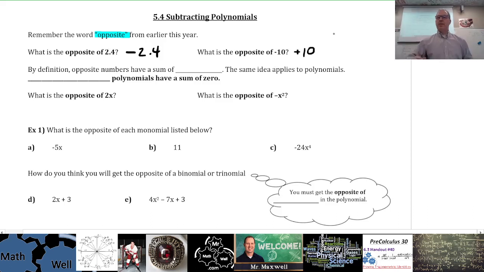Positive 10, okay? Now, you don't always have to put the plus sign in front of just a standalone positive number. You can just write 10, but I'm going to write the little positive sign just to be clear of what we're talking about. So one is positive, one is negative always. All right. By definition, opposite numbers have a sum of, what did we say? 0. Okay, so when we add opposite numbers, we get 0. The same idea applies to polynomials. Opposite polynomials have a sum of 0.